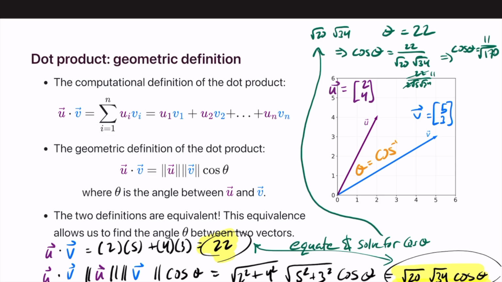That will turn into the inverse cosine of 11 over the square root of 170. Again, we don't really care what that angle is in this case, because a calculator can figure that out. But that's the operation: how we use the geometric definition and the computational definition for the dot product, set them equal to each other, solve for the cosine, and that gets us the angle between the two.